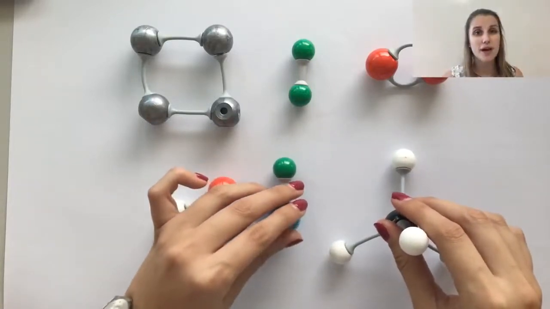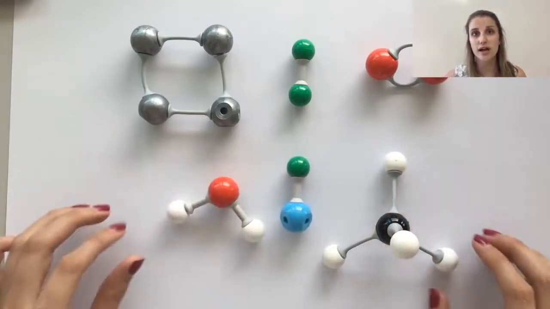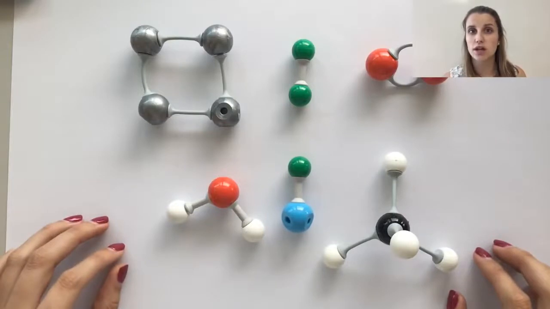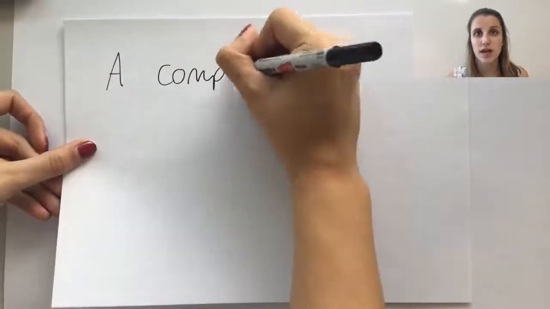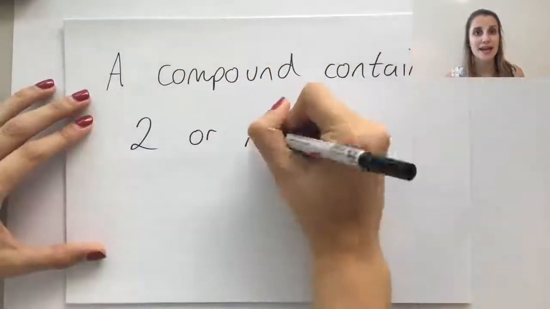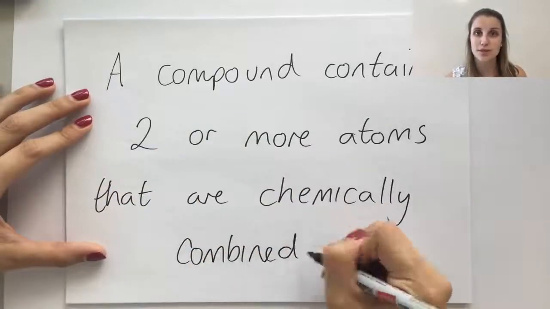The question you might be asking now is, what do we call the 3 at the bottom? So the top 3 are elements. They contain one type of atom. The bottom 3 contain 2 or more types of atoms. They have different colored molymod balls. We call these compounds. And compounds have to be chemically combined and contain 2 or more atoms.